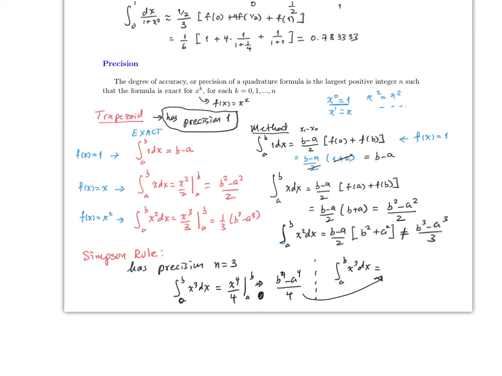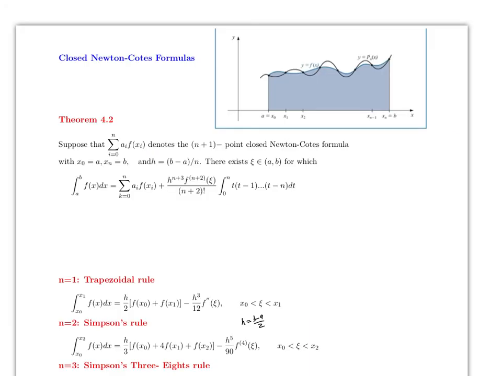So instead of using just 1 point, or 2 points in the case of trapezoid and 3 points in the case of Simpson, you can have 4, 5, and so forth, and they are called Newton-Cotes formulas. So let's see what that means. First, let's look at the closed Newton-Cotes formulas. Closed means that you start at a and go to b, and you're only going to use the information from here. You will not use anything outside.